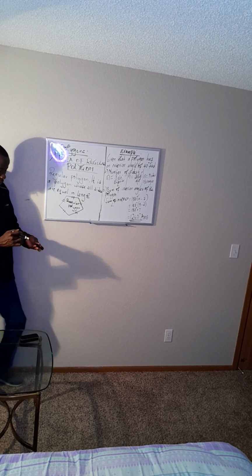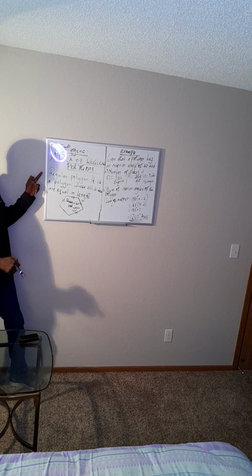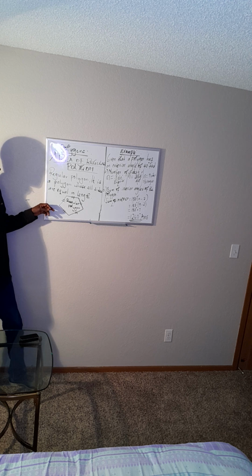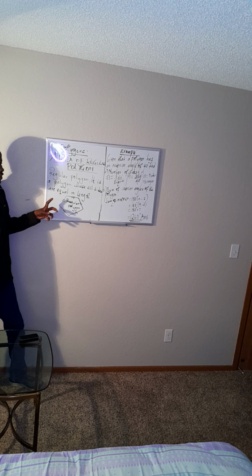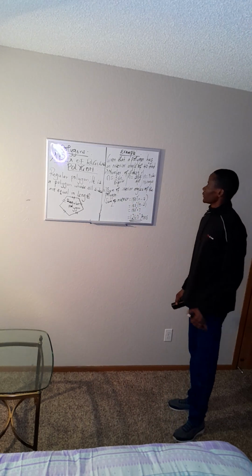But as you look at this, there is one thing that I want you to know. For a regular polygon, the number of sides of the polygon is equal to the number of triangles that are formed inside that particular polygon. Good. I hope you take note of that. So I want to clean this question.